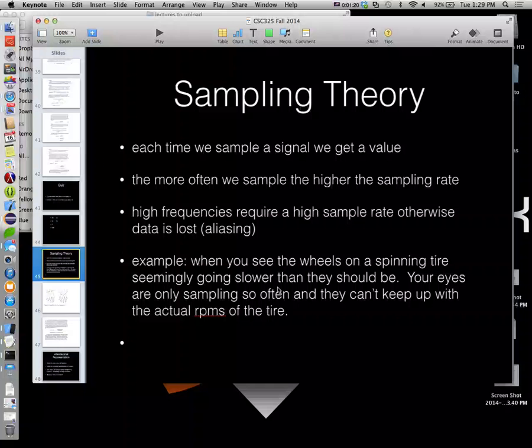When you see the wheels on a spinning tire seemingly going slower than they should be, your eyes are only sampling so often and they can't keep up with the actual RPMs of the tire. So we've seen this before, right? Bike tires or car tires, as they're passing you, they seem like they're almost in stop motion. And that's why the spinners really play with you, because they don't spin anywhere near as fast, right? The spinners kind of go really slow, so your eyes are actually catching those with the wheel around it you're missing. Because our eyes are sampling the scene around us, but at only a certain rate. And if something is happening faster than that, then we miss out.